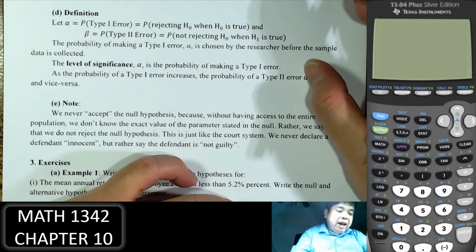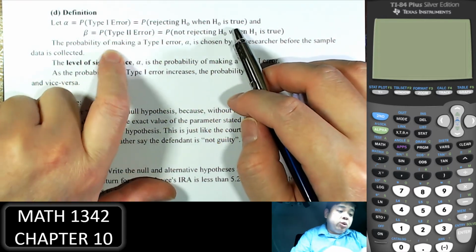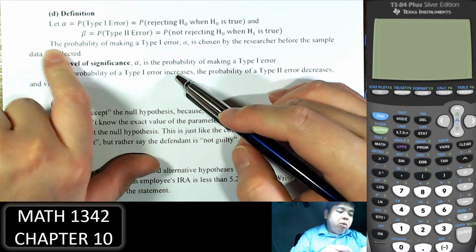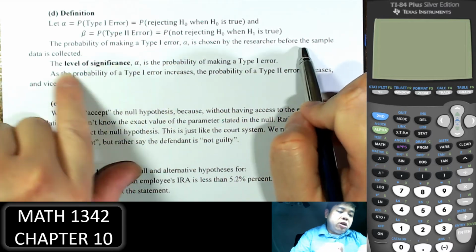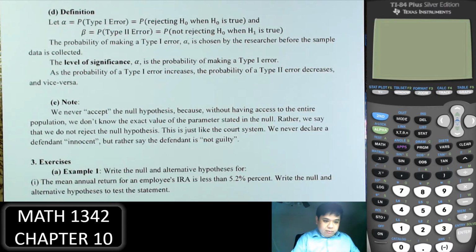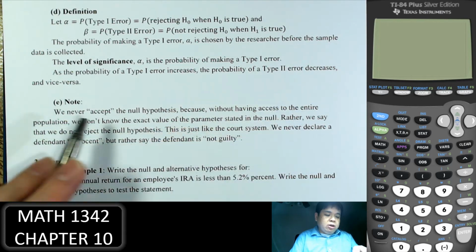Right, definition. Let alpha be the probability of type 1 error, rejecting H0 when H0 is true, and beta the probability of type 2 error. The probability of making a type 1 error, alpha, is chosen by the researcher before the sample data is collected. So we try to limit alpha as small as possible. That means we try to keep the probability of making a type 1 error to the minimum, or keep it at an acceptable level. As the probability of type 1 error increases, the probability of type 2 error decreases, and vice versa.